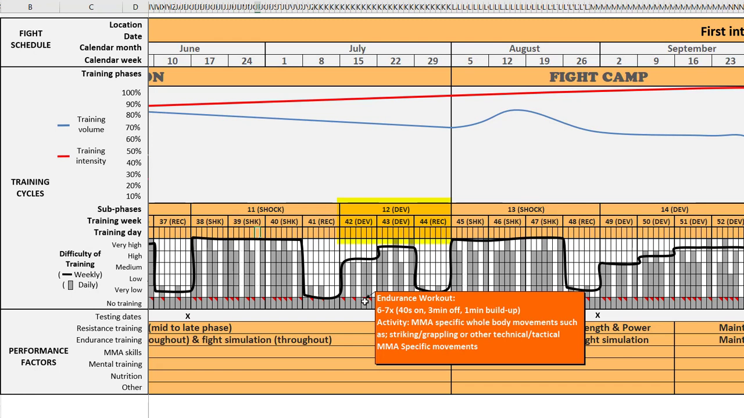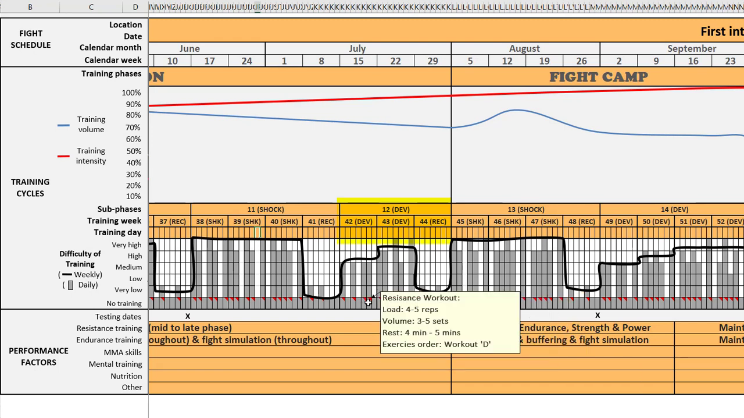Now as we move here, we see the endurance workout stays the same, but as we get to this next strength workout, you see that the workout is now workout D. Before it was workout A. We've really only been working with A, B, C workouts. As we get to here, we start to incorporate workout D. That means that it is a power-based workout.